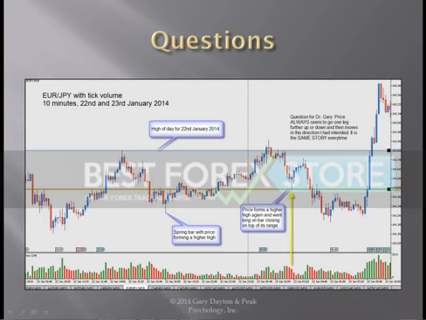Is there a specific time frame where springs or upthrusts work better than others? Because if I just change time frames, that spring or upthrust might not be there. Right. This is a 10-minute time frame, so if you were on a 30-minute chart or an hourly chart, you would not see this as a spring here, right? But springs will work on any time frame. Everything that I'm showing you works on all time frames.